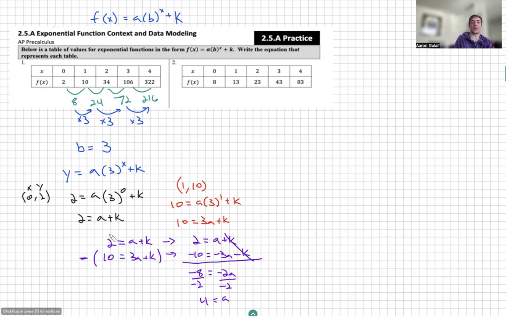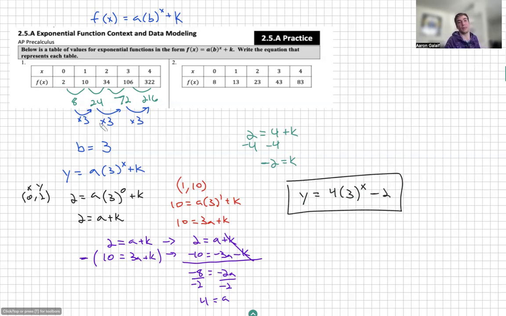Now we can solve for k by plugging that back in. So we'll bring it back here. 2 equals 4 plus k. I'm going to subtract 4 from both sides, and I see negative 2 is equal to k. I can now rewrite my equation, and we'll do it in black just so it's obvious. y equals a, which is 4, times b, which is 3, to the power of x plus k, which is negative 2. And that is my answer for number 1.